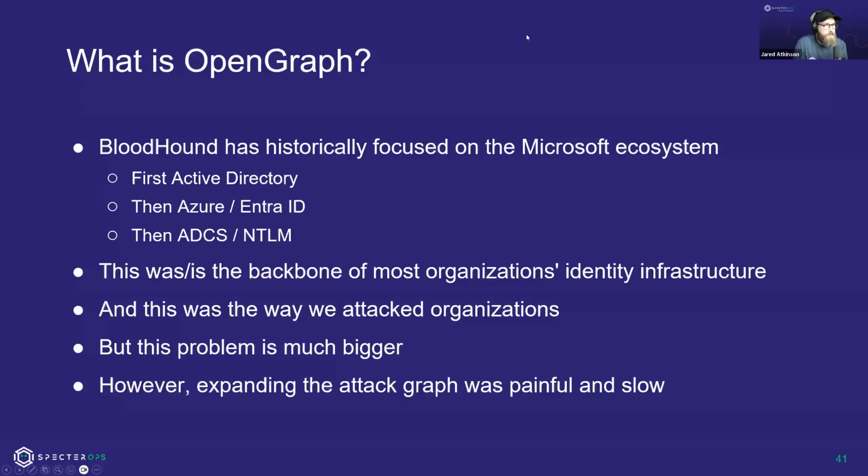All right, now we'll talk about Open Graph, and this is probably the thing that has me most excited about the future of BloodHound. Now, a lot of you that are familiar with BloodHound know that we've traditionally been focused on the Microsoft ecosystem. We started with Active Directory, then moved into Azure, and then Alad just talked about ADCS and NTLM. And the reason why we focused on Microsoft products was because, as I just mentioned, it's kind of the backbone of most organizations' identity infrastructure.